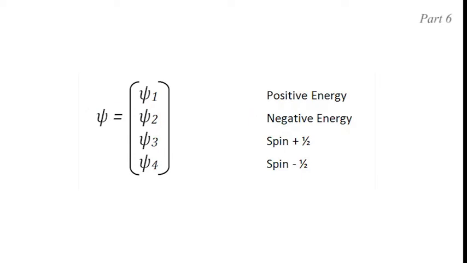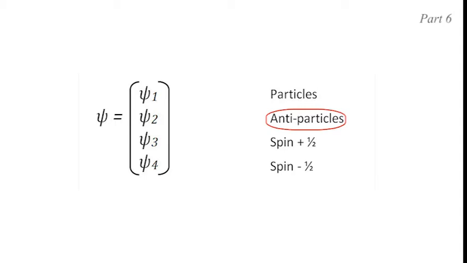Now, I know the idea of negative energy sounds weird, and it did to physicists in 1928. However, it's now understood to be simply to do with the idea of antiparticles. Negative energy states are taken to mean antiparticles. So the 4 components of the fermion field can now be said to relate to matter, antimatter, in other words particles, antiparticles, as well as spin plus a half and spin minus a half.